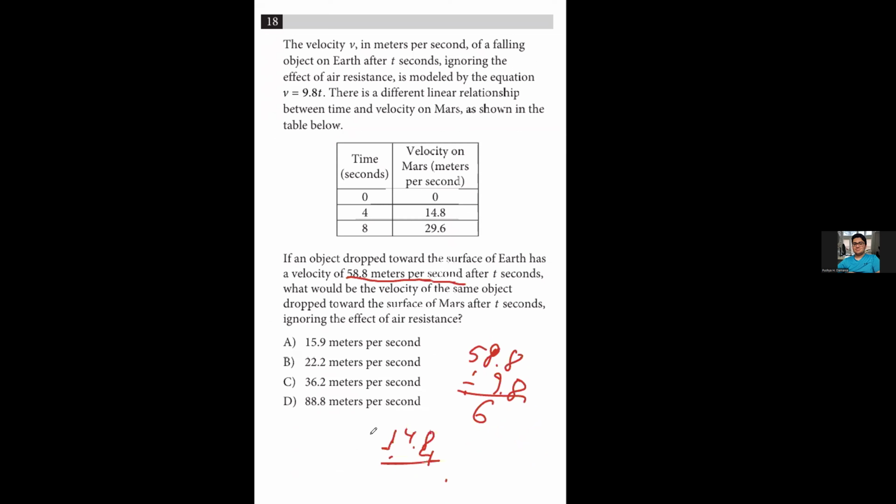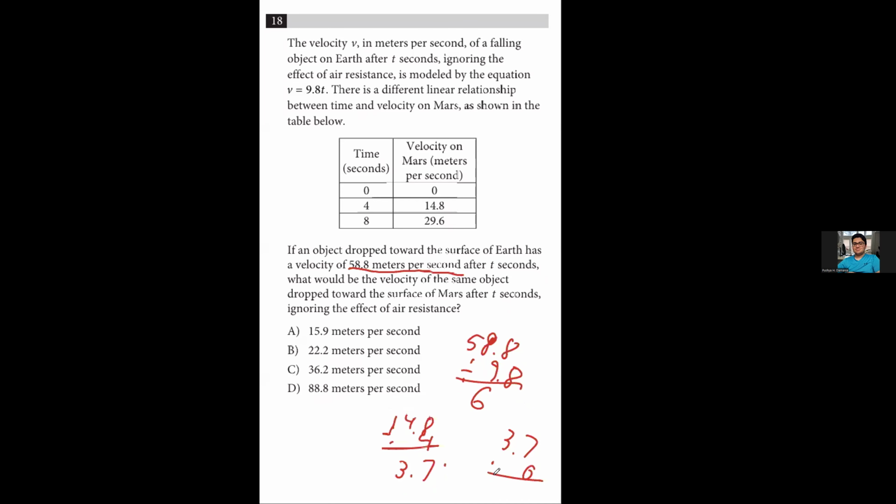In this case, that would just be 3.7. So every second, the velocity on Mars increases by 3.7. So now we just have to take 3.7 and multiply by the number of seconds, which is 6 seconds. So 3.7 times 6 is equal to 22.2, which is answer choice B.